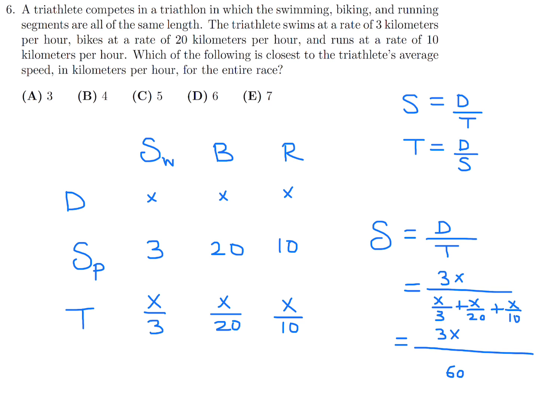Common denominator is probably 60. So that's going to give me 20x plus 3x plus 6x. And then invert and multiply, 3x over 1 times 60 over 29x. The x's cancel, so I'm just left with 180 over 29. And that is closest to about 6, approximately, if you were to do that. 180 over 30 would be exactly 6, so 180 over 29 is approximately 6, and that's what they want, closest to. So number 6, the answer is 6, which is choice D.